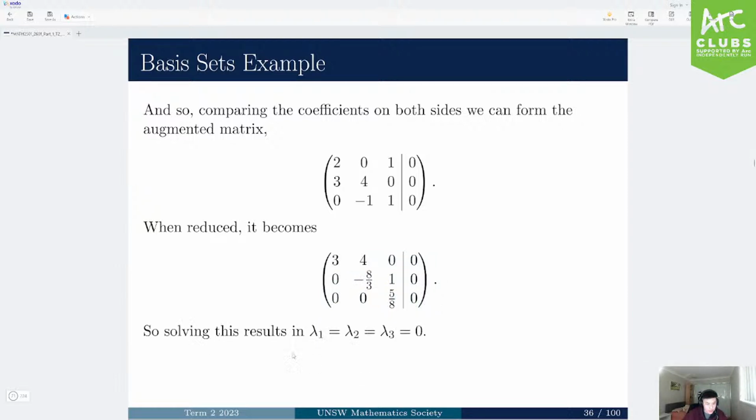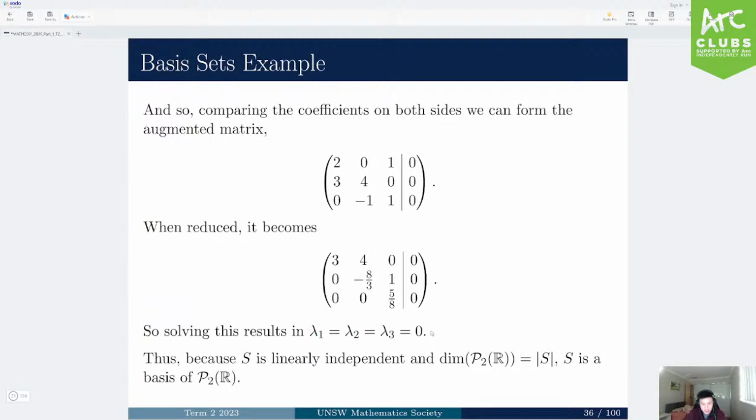And solving this equation, notice that all columns are leading. So if we solve this, we just get lambda 1 equals lambda 2 equals lambda 3, and that equals 0. Okay. And hence S is linearly independent, and the dimension equals the size, and hence S is going to be a basis for P2R. Okay.